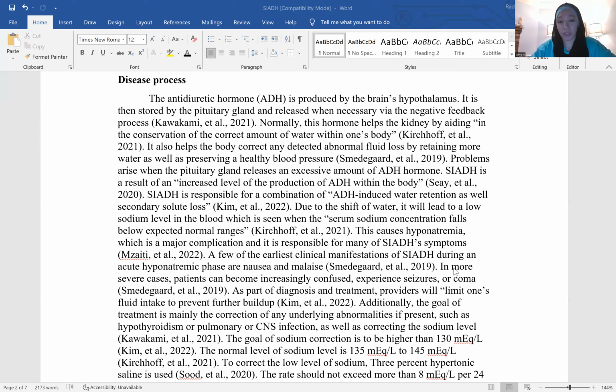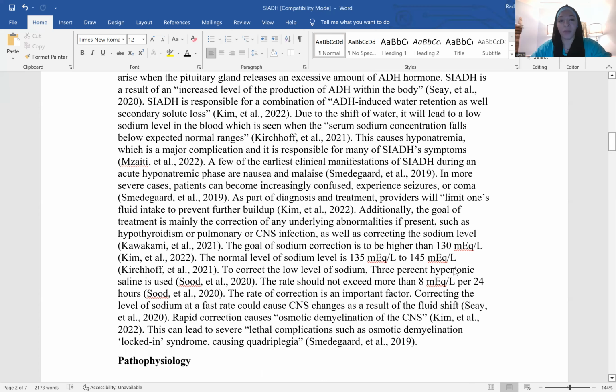A few of the earliest clinical manifestations of SIADH during an acute hyponatremic phase are nausea and malaise. In more severe cases, patients can become increasingly confused, experience seizures, or coma. As part of the diagnosis and treatment, providers will limit one's fluid intake to prevent further buildup.